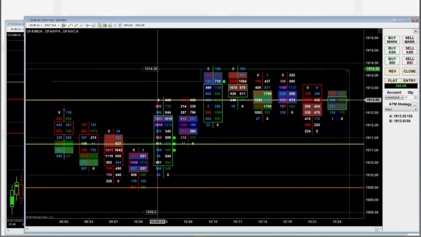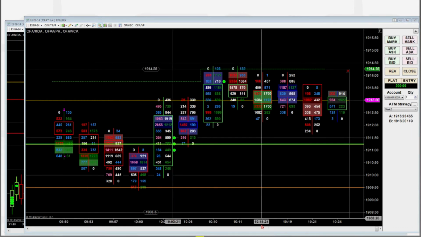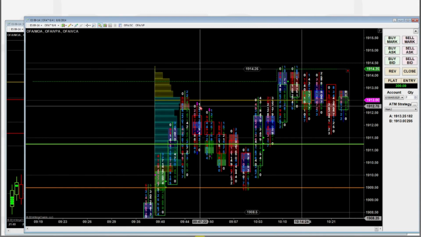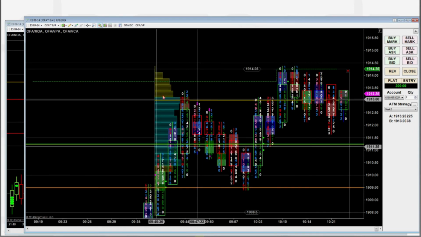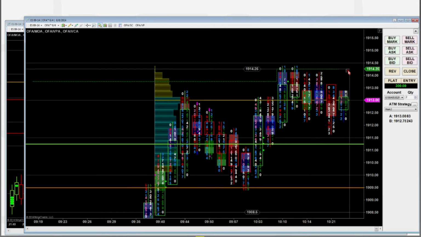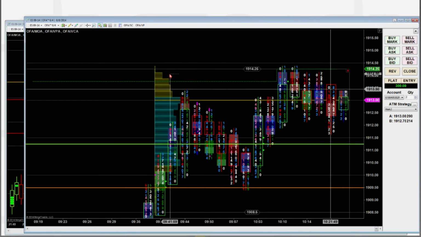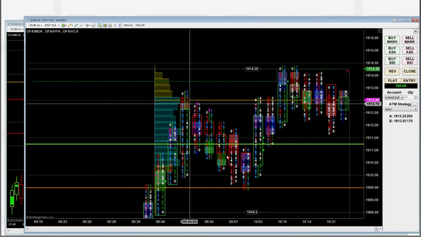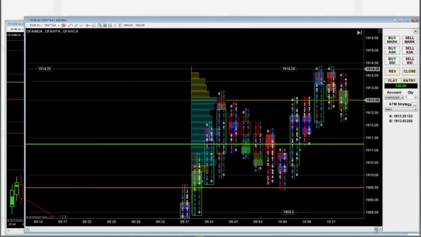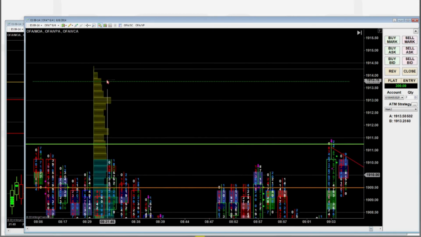So VPOC just shifted up here to 1913 from the time we drew that last profile. Now what I would do is, look, we got a really nice distribution up here. This is showing really good acceptance. When I go back to the original profile, still a little thin, but you can see 1913, we're getting some acceptance. Right now it's finished to the upside.